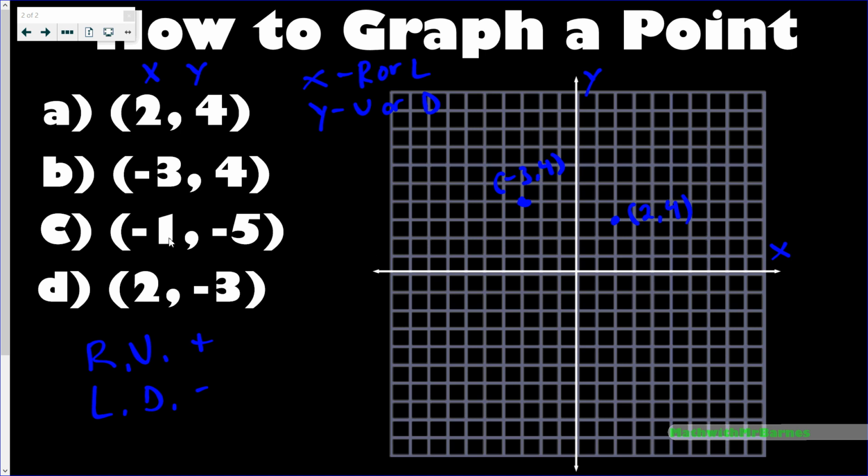And then here we go. -1 means left in the x. So I just go one left right there. And then I go -5 down: 1, 2, 3, 4, 5. Plot a point. So that's -1, -5. And then the last one is 2, so that means to the right: 1, 2, because it's positive. And then -3 in the y means down: 1, 2, 3. Let me plot a point.